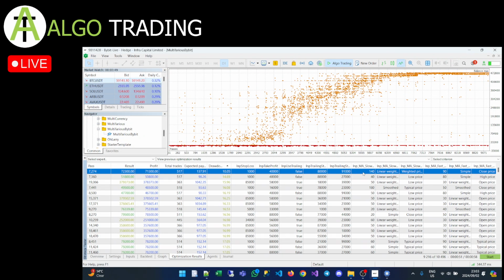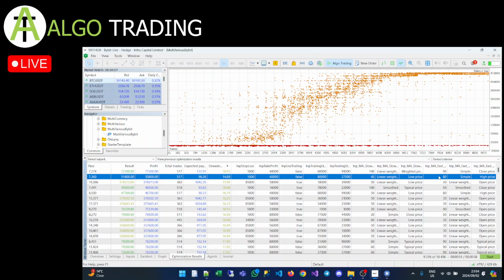Okay, so your slow MA, well, that doesn't make sense. Your slow, oh yes, it does. Your slow MA is 140 and your fast MA is 90. So when the 90 crosses the 140, it goes into a long. See, these are false positives because we're testing for the fast MA to go through the slow MA. So these are actually false positives.